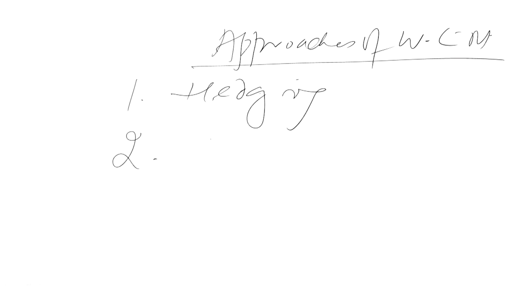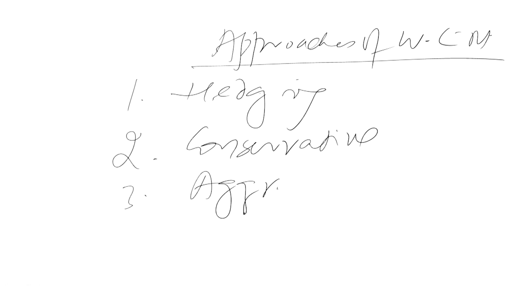If you talk about the approaches of working capital management, we have three approaches. One is the hedging approach, second one is the conservative approach, and third one is the aggressive approach. So we have the three approaches: hedging approach, conservative approach, and aggressive approach.